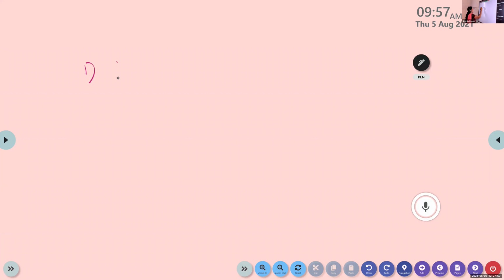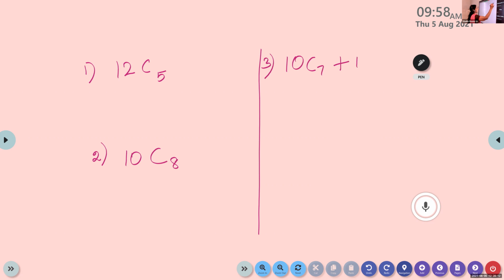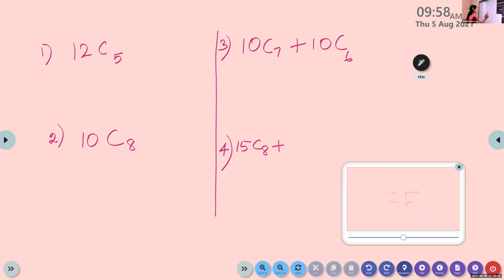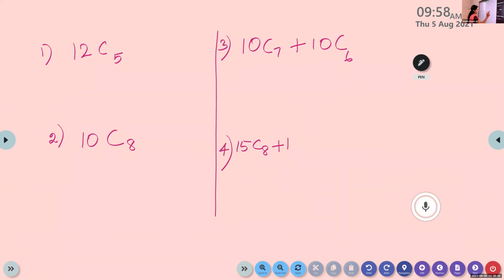Write this question. Evaluate. First one, 12C5. Second one, 10C8. Third one, 10C7 plus 10C6. Fourth one, 15C8 plus 15C9 minus 15C6 minus 15C7. So now it's 4. Okay, do it and give me the answer.